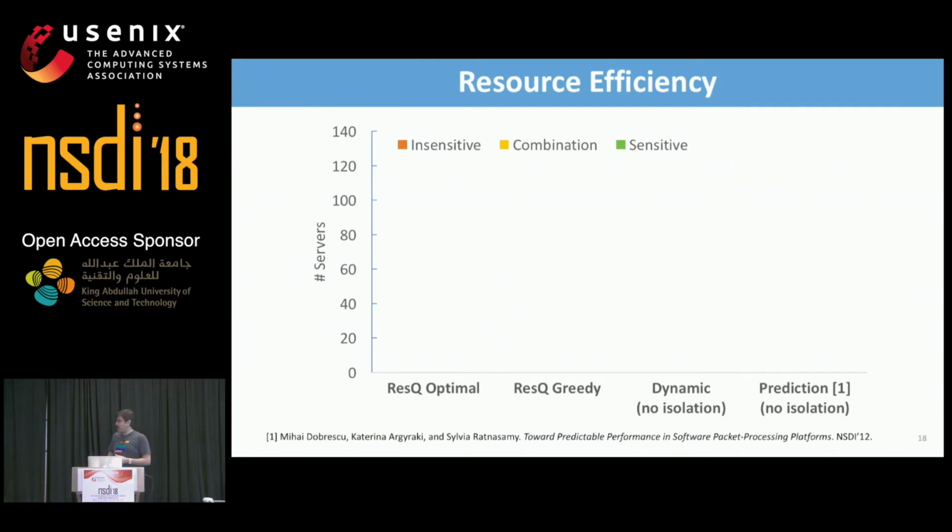And there are four schemes we are comparing. First one is optimal scheduling with ResQ.